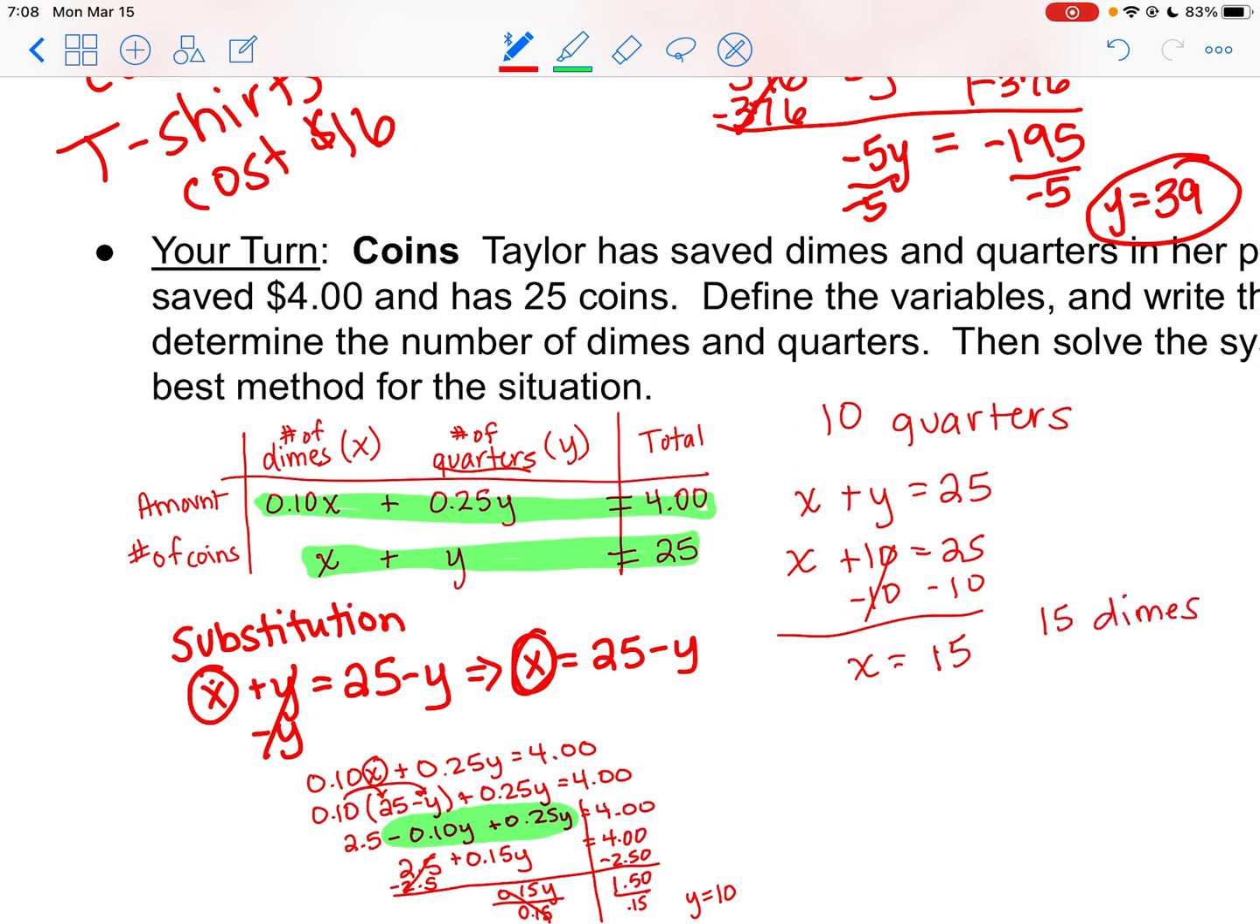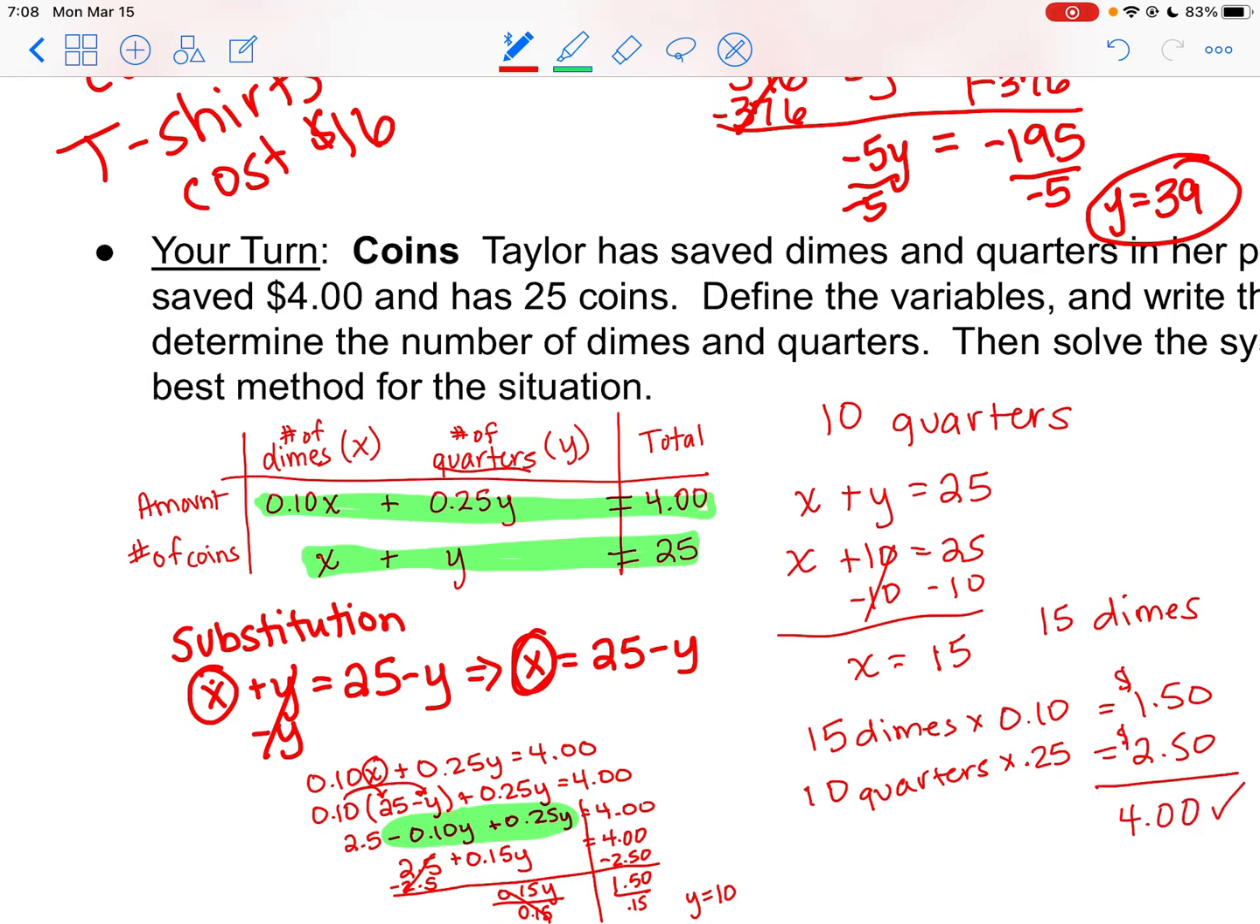We can check our solution by plugging it into the other equation. 15 dimes times their value of 10 cents would give me $1.50 from the dimes. 10 quarters, which are worth 25 cents apiece, would be $2.50 from quarters. If I add those together, that's $4 total. I have the correct answer.